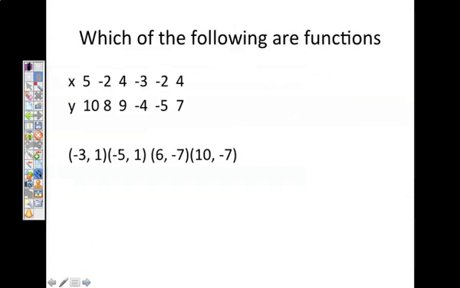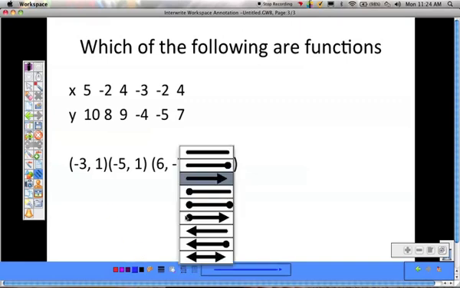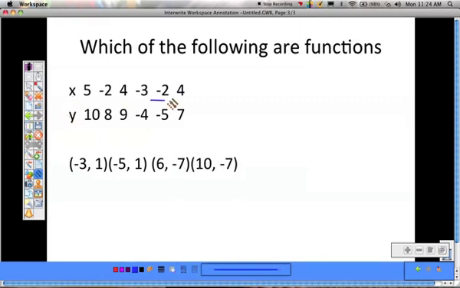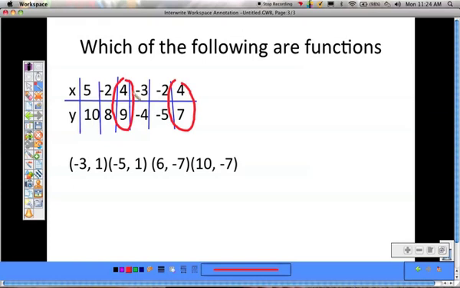Okay, which of the following are functions? This first one's meant to be a table. So let me make it look more like a table here. So here are your x and your y values. Again, definition of a function: for every x value, there's only one y value. So if we take a look, these are all different x values except for 4. And anytime you see a 4 in this graph, it should only have one answer. It should only be 9 or it should only be 7. So this is not a function.